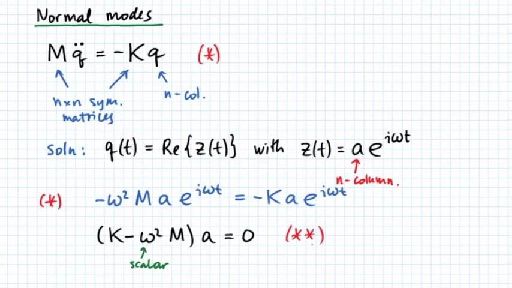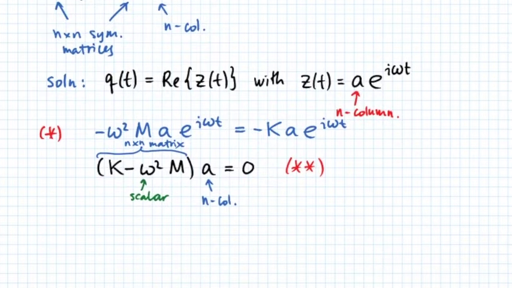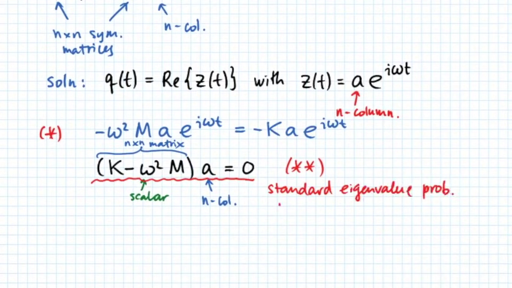Now, this equation is the standard eigenvalue problem in linear algebra. This is our n column, and this here is n by n matrix. How do we proceed to solve this standard eigenvalue problem?